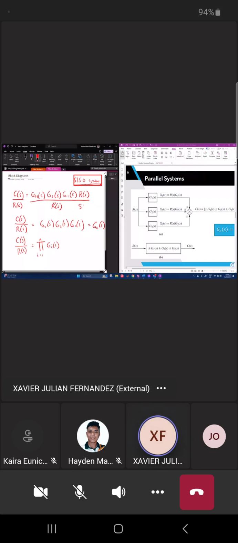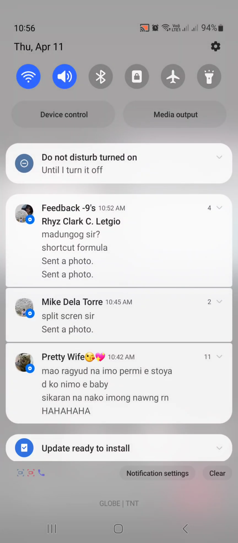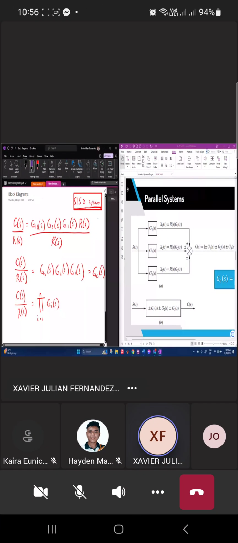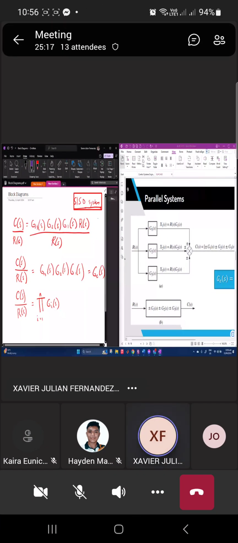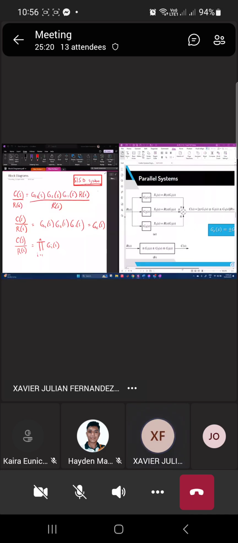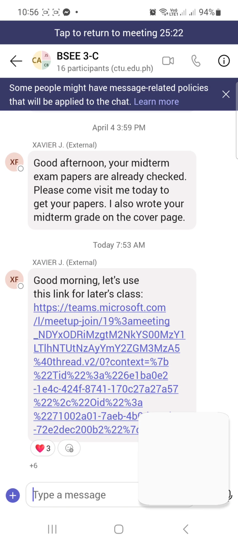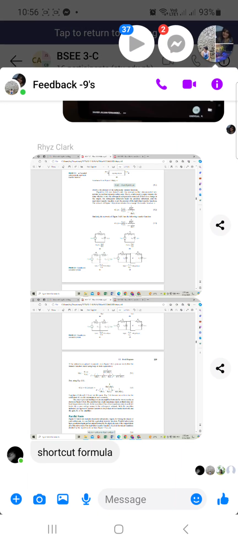Okay, so this is an example of a parallel system. So notice that R of S is distributed through a pick-off point to G1, G2, and G3. G1, G2, and G3 are all plant transfer functions, and they are connected in parallel. So meaning the output at G1 of S is simply R of S times G1 of S. Similarly, for G2 of S, the output at that transfer function or that plant is R of S times G2 of S. And so on.